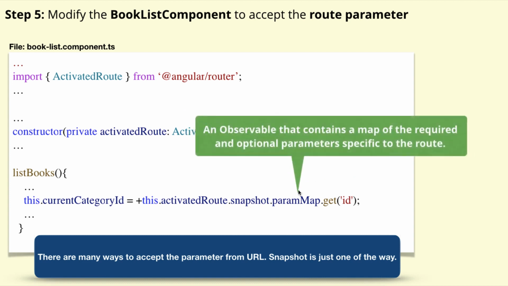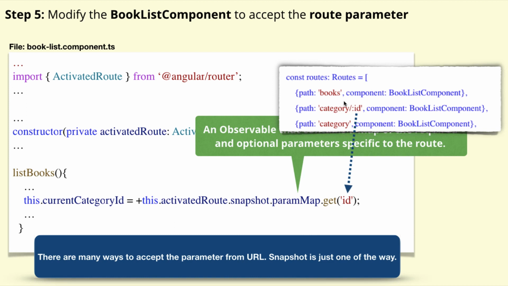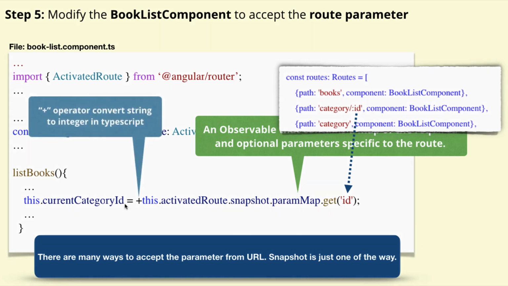This paramMap will be an observable. This will contain a map to the required and optional parameters. And on this, we're going to call a get method. To this get method, we're going to pass the parameter name, which we have defined in the routes array. This get method will return a string, and we're going to make use of this plus operator to convert the string to an integer. This is a TypeScript approach.